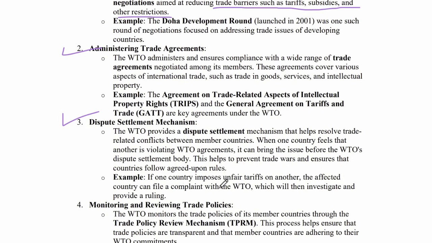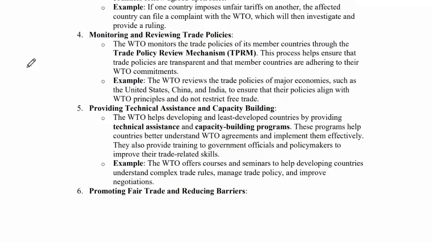Example, if one country imposes unfair tariffs on another, the affected country can file a complaint with the WTO, which will then investigate and provide a ruling. Fourth is monitoring and reviewing trade policies. The WTO monitors the trade policies of its member countries through the Trade Policy Review Mechanism.